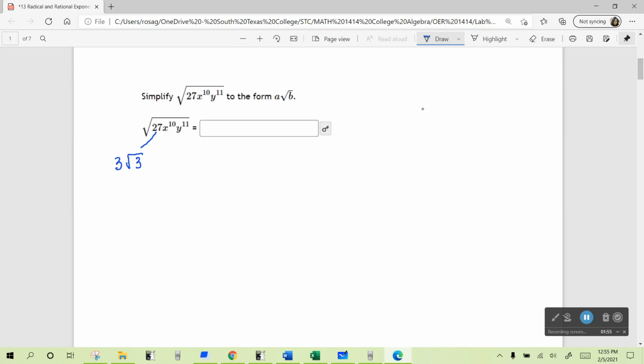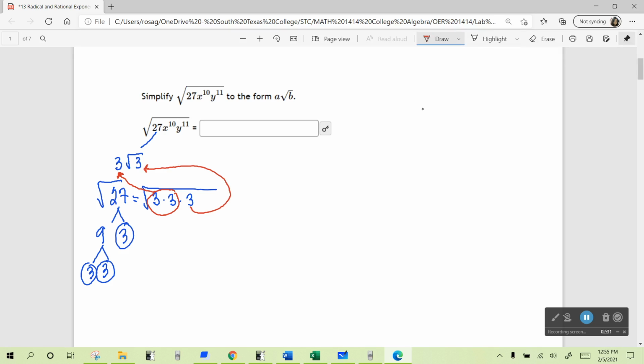So if you want to do 27, you would do 27 and then two numbers that give you 27. Well, 9 and 3. And then two numbers that give you 9, 3 and 3. 3 is already prime, which means there's nothing that multiplies to 3, only 1 times 3. So these are my numbers. The square root of 27 is the same thing as 3 times 3 times 3. Any pairs of the same numbers are going to go outside as a single number. And then if you don't have a pair, you're going to stay inside. So that's how the 3 square root of 3 comes about.